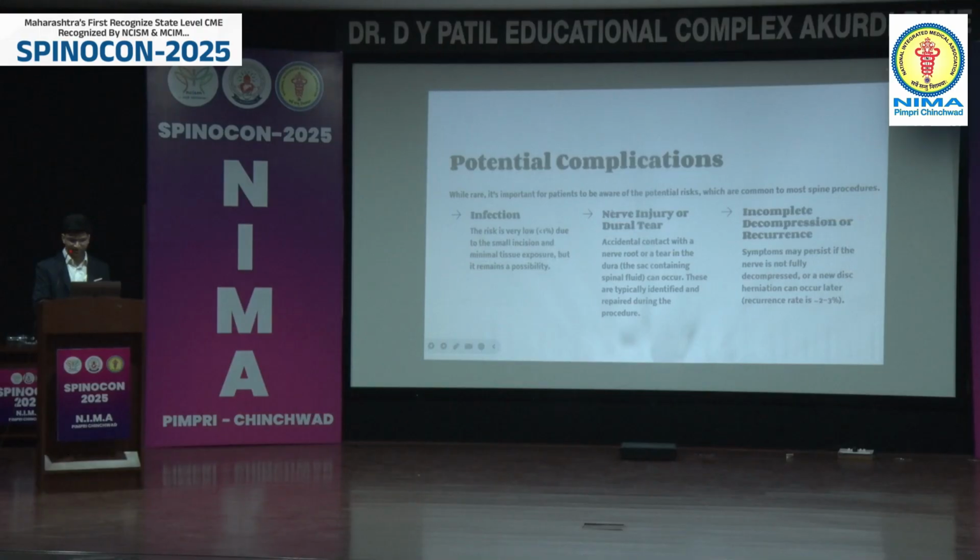Then the second complication which can develop is nerve injury or dural tear. Accidental contact with the nerve root or a tear in the dura can occur. These are typically identified and repaired during the surgery itself. And the third complication is incomplete decompression or recurrence. Symptoms may persist if the nerve is not fully decompressed, or a new disc herniation can occur. The recurrence chance is 2 to 3%.